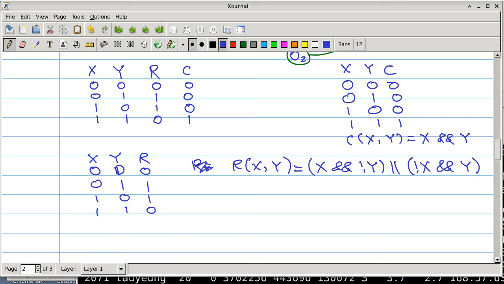Next row, x is false, y is true. X is false, same as last time, so x and not y is going to be false. But this time, y is true. So if y is true, then this is true. But since x is false, not false is also true. So on the right-hand side, we got true and true, which is true, right? And now we have false or true, so the entire expression is true.